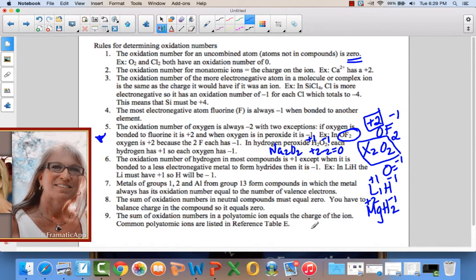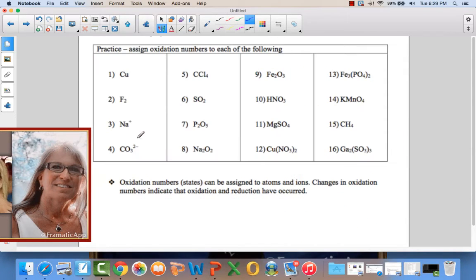And if I have a polyatomic ion like SO4 2-, instead of it equaling 0, it's going to equal -2. So if oxygen is -2, that gives me a -8. What plus a -8 gives me a -2? So sulfur had to be +6 here, because that's the charge on the ion, so we equal the charge. Let's do a couple of these in practice.